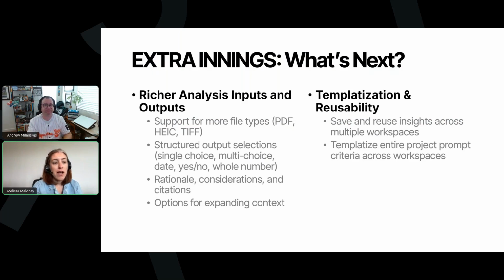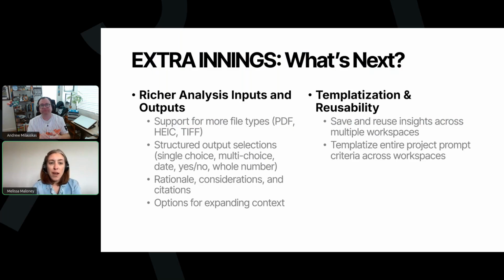Another one is around, especially when you're extracting and even classifying, you often want consistent structured outputs in how you get the results. Today we recommend doing that by defining it in the prompt criteria. But we know it could be more efficient just to be able to select, for example, multiple choice, here are the choices, and have those for consistent outputs. So we're working on, as you prompt, being able to say up front what type of structure you want the output in.